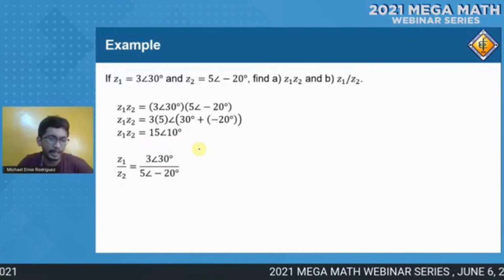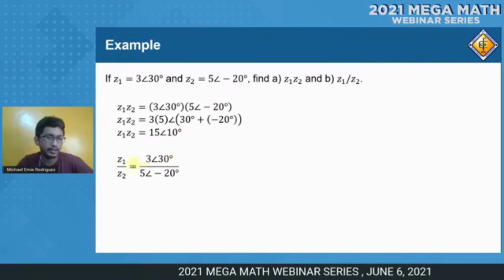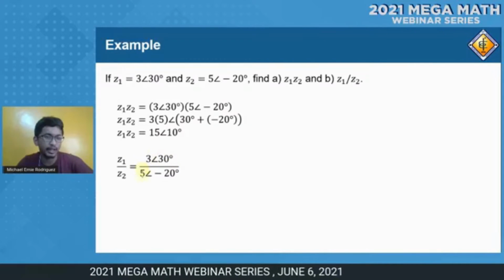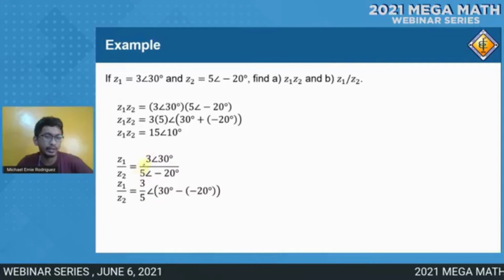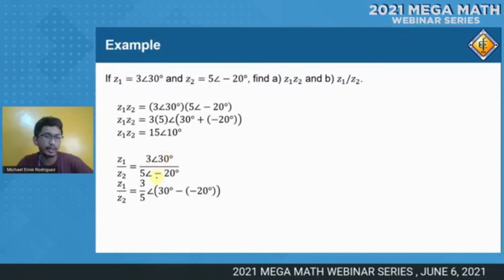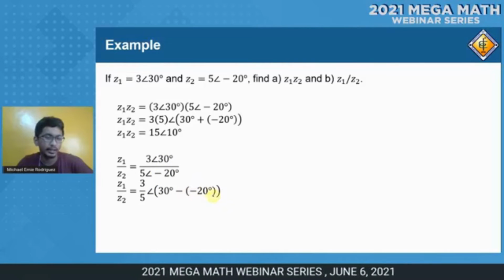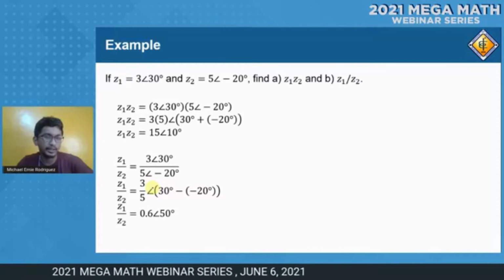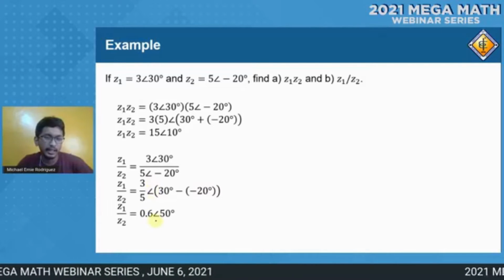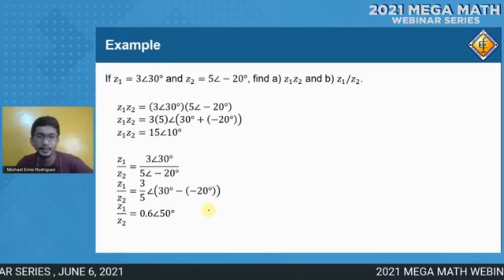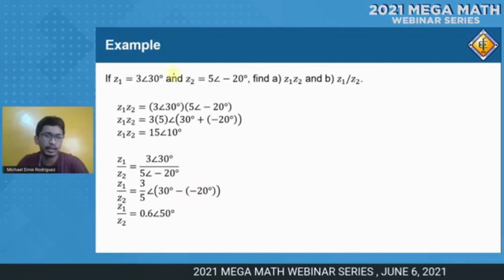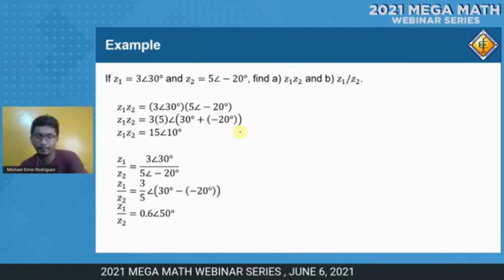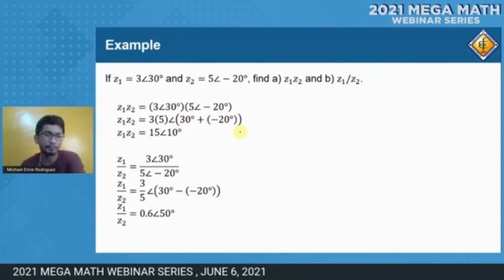For division naman, ayan, so we have 3 over 5. Divide lang natin yung R, bar angle, yung theta is subtract. So we have 30 minus negative 20. So we have 3 over 5, or that is 0.6, bar angle, so 50 degrees. So kung sa calculator na approach, input lang natin yung ating given and then apply the operation sa calculator.